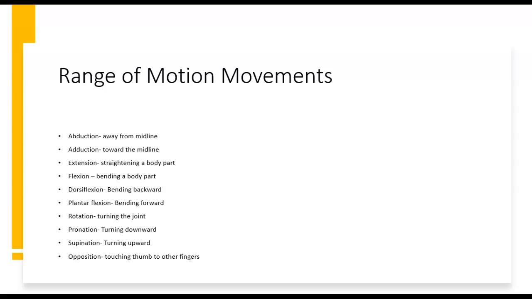Rotation is turning the joint. Pronation is turning downward. Supination is turning upward. Opposition is touching the thumb to the other fingers. So those are basic movements of range of motion, and we will talk more about those, like I said, when we get to rehab. That's just an introduction to range of motion movements.